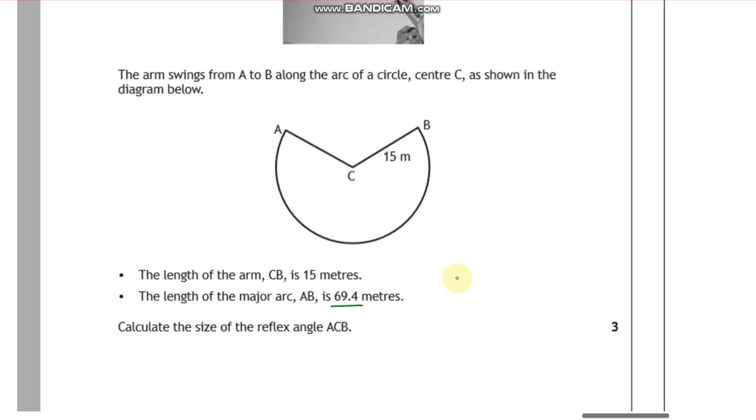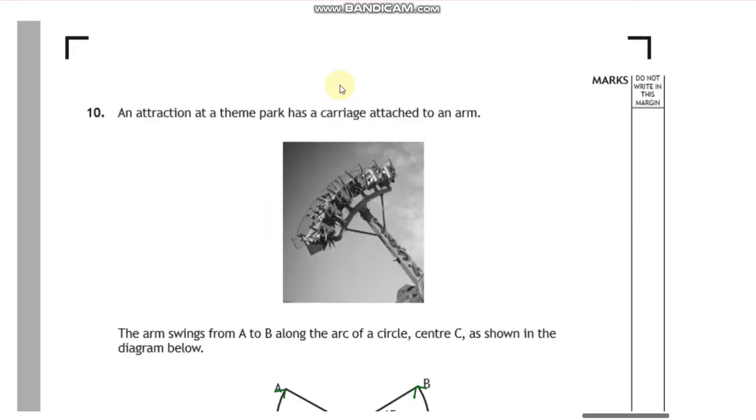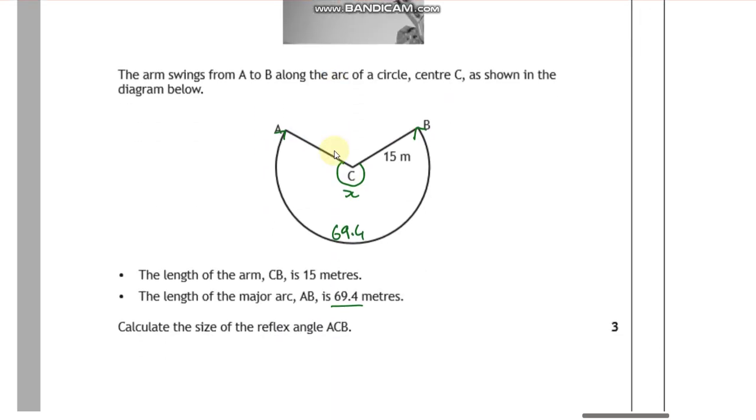So the whole length here, the major arc, so the major arc is the bigger one. So I know that length is 69.4. And ACB, the reflex angle here, is equal to something I'm trying to figure out. So I'll call that X. So that's the only thing that's not really mentioned in the question that should be on our diagram. So how do we do that?